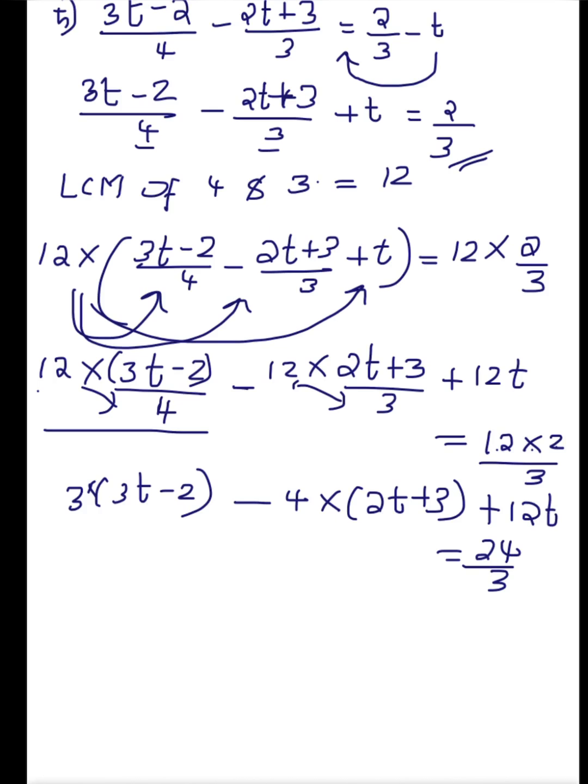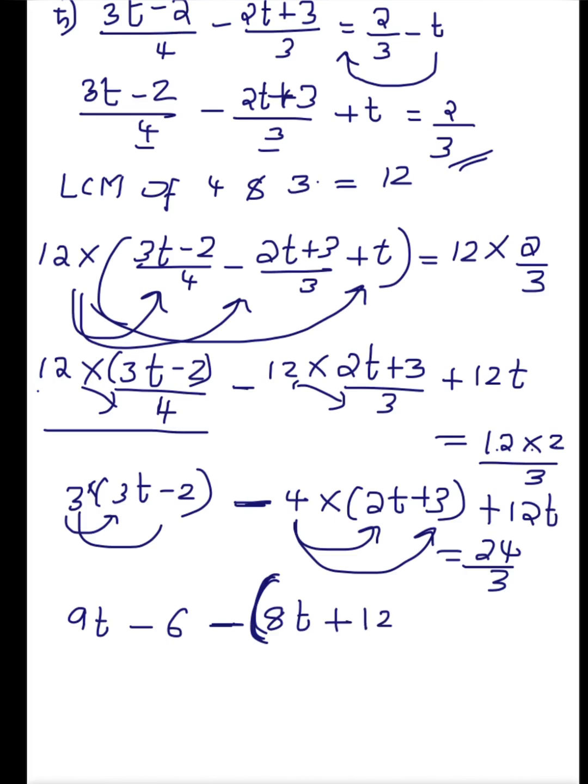Now let's open this bracket again. So what is 3 into 3t? It's 9t minus, what is 3 into 2? It's 6. Okay, now minus, you have to take this minus. 4 into 2t is what? 8t. Okay, let's write this inside the bracket. Since here there is a minus sign, let's write the things inside the bracket. Minus 8t, then what? 4 into 3. What is 4 into 3? 12. So plus 12. Minus 8t plus 12. Plus 12t equals, what is 24 divided by 3? It's 8. Understand this step? Here don't forget to put this bracket. Because since here a minus sign is there, if you are not putting the bracket, then your answer will change.